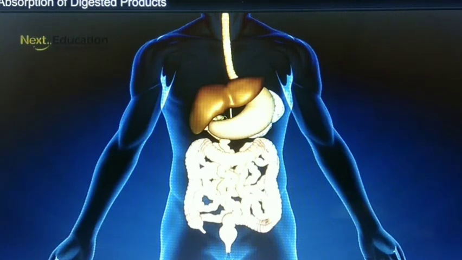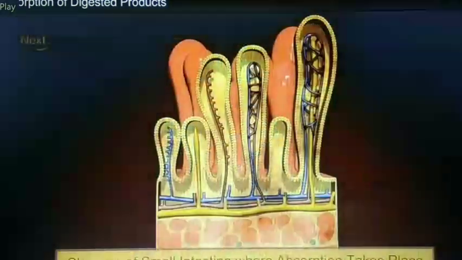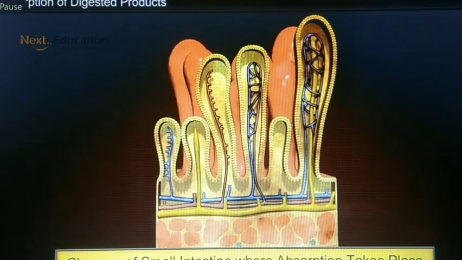The small intestine is the part where major absorption takes place, and it takes place through the villi present in the inner wall of the small intestine. These villi are finger-like projections provided with capillaries, and as you know, we have studied about the structure, they also have lacteals. So through these villi, the process of absorption takes place.